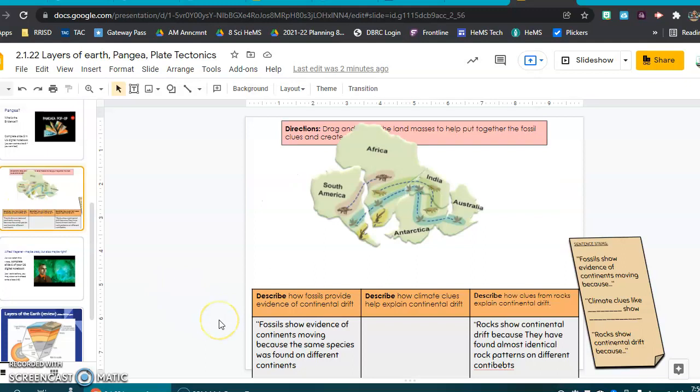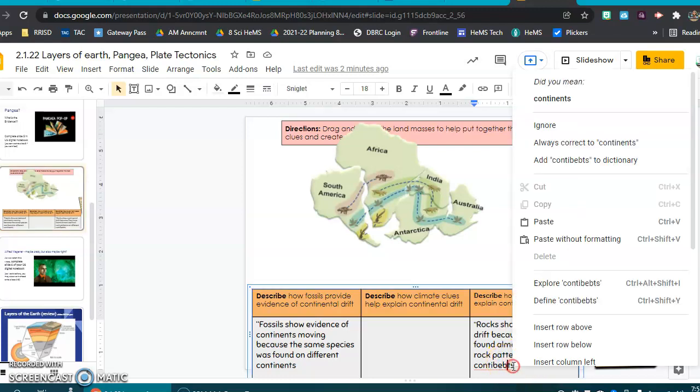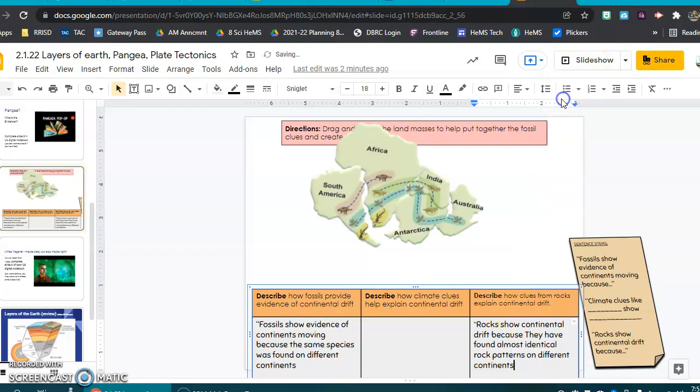As we talked about, fossil evidence shows continents moving because the same species fossils were found on different continents. Rocks show it because there are identifiable rock patterns on different continents. And the climates were similar, from the video, in both the eastern US and northern Scotland. They tell you that in the video. So after you watch that, you'll see that.